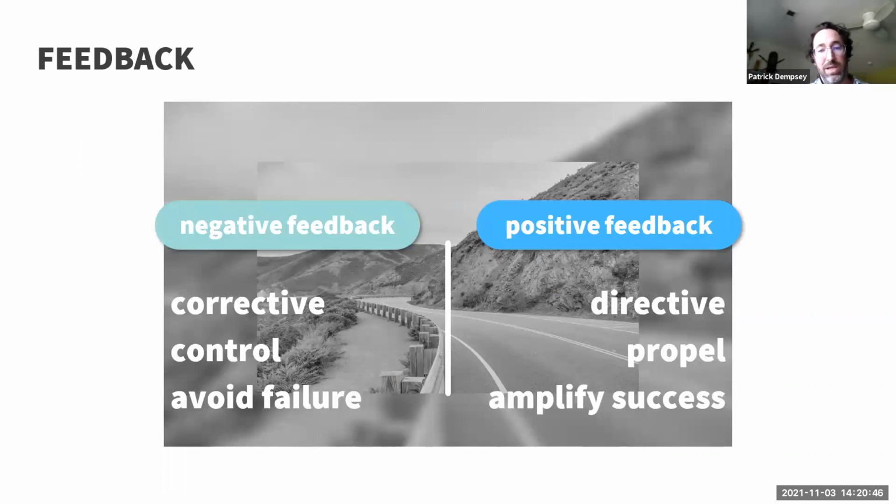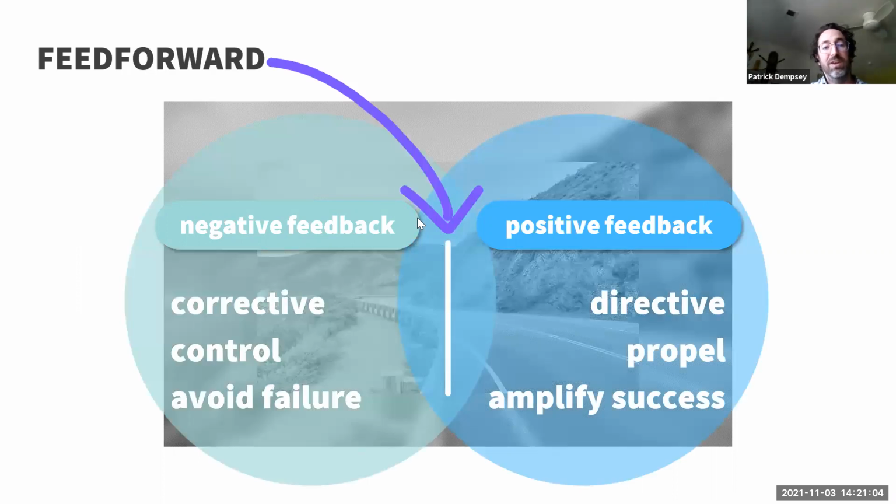So here's a way to simplify it. Negative is corrective, it's controlling, and it helps to avoid failure. We talked about that. Positive is directive. So someone said that, keeps them going in that it's propelling them and it's amplifying success. So we're avoiding failure on the one hand, and we're amplifying success on the other hand. So really, feed forward comes in when we're doing both of these.